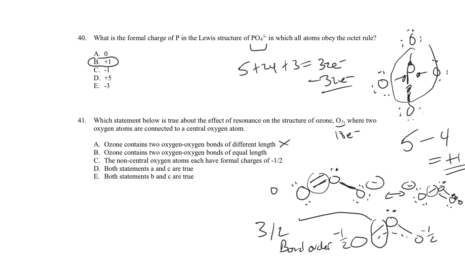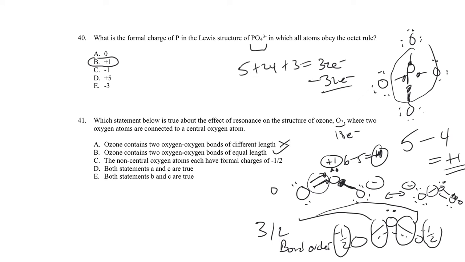Ozone contains 2 oxygen-oxygen bonds of equal length. Yes, because each of the bonds has an order of 3/2. Equal orders, equal length, so that's correct. The non-central oxygen atoms have a charge of -1/2. True, that's exactly true. The central O has a charge of plus. So we have 1, 2, 3, 4, 5 electrons surrounding each O. 6 minus 5 is +1. So +1 for the central O, and then the outer O's, the non-central O, is -1/2. So that statement is true. So statements B and C are correct.